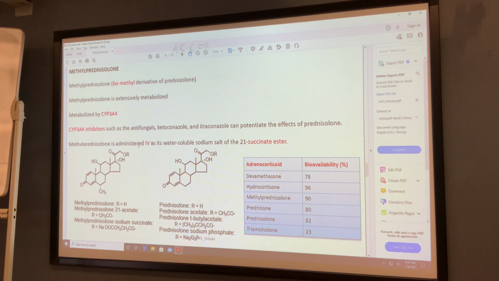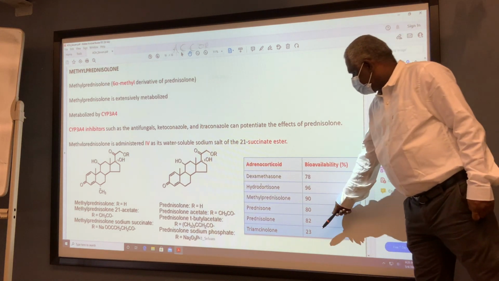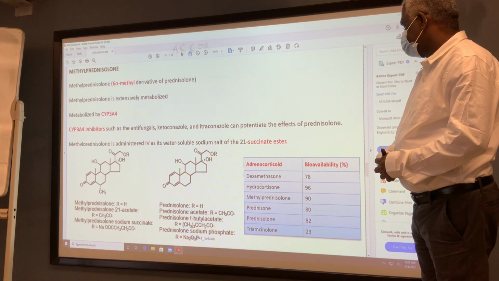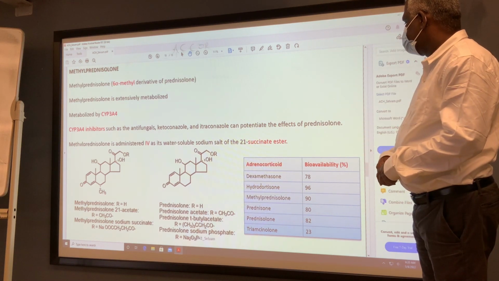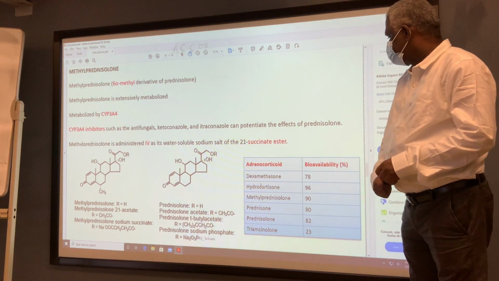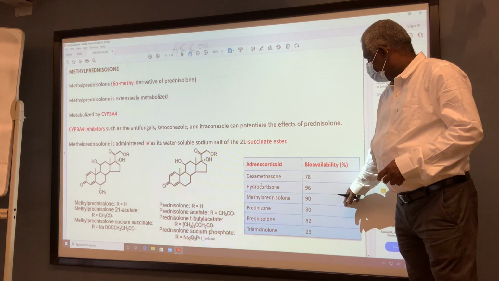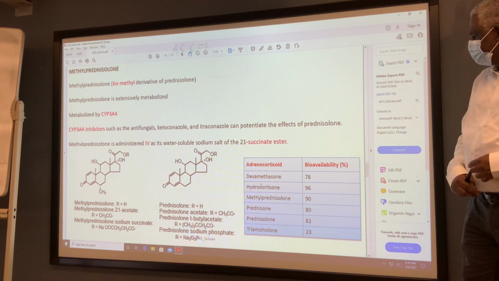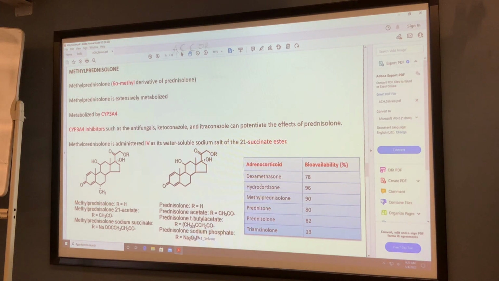A water soluble salt, the succinate salt, is available. The succinate is fully soluble in water, suitable for IV. When you compare the oral bioavailability, triamcinolone has a very low oral bioavailability, only 23, and is recommended only for topical use, not for oral. The highest oral bioavailability we get is for hydrocortisone, 96, and methylprednisolone, 90, and dexamethasone is 78, and prednisone is 80 and 82.